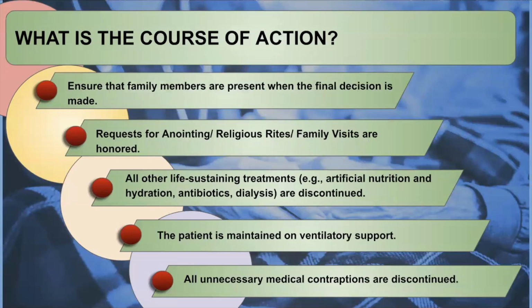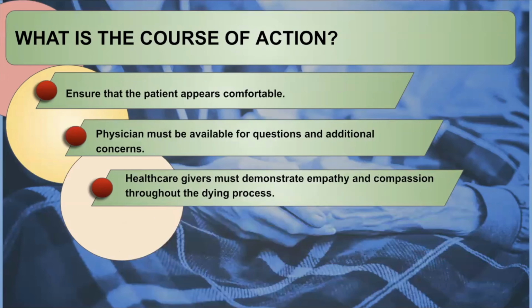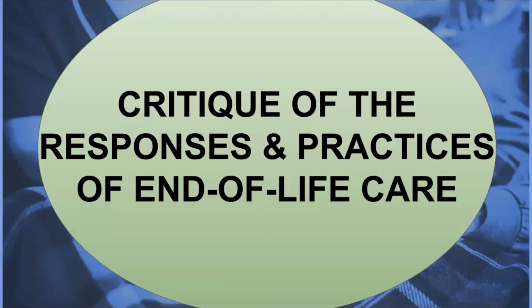So what should be the course of action? Ensure that family members are present when the final decision is made. We should request for anointing, religious rites, family visits. This should be honored. All other life-sustaining treatments like artificial nutrition, hydration, antibiotics, dialysis should be discontinued. The patient is maintained on ventilatory support. All unnecessary medical contraptions should be discontinued. Ensure that the patient appears comfortable. Physician must be available for questions and additional concerns, and healthcare givers must demonstrate empathy and compassion throughout the dying process. So let's now go to the critique of the responses and practices of end-of-life care.